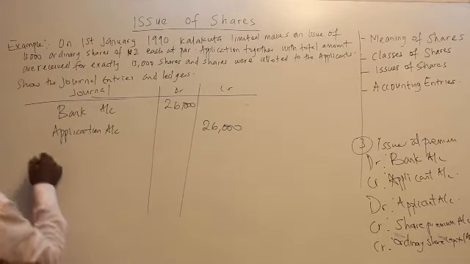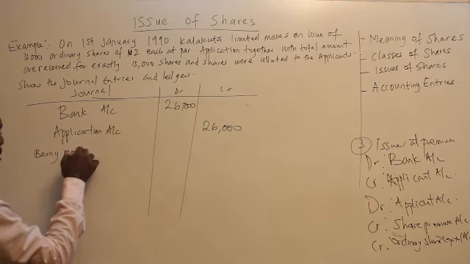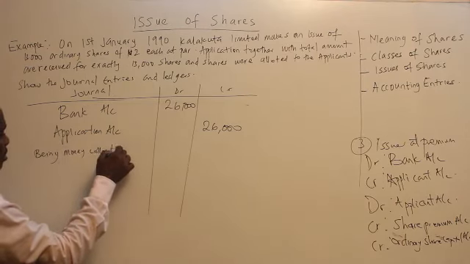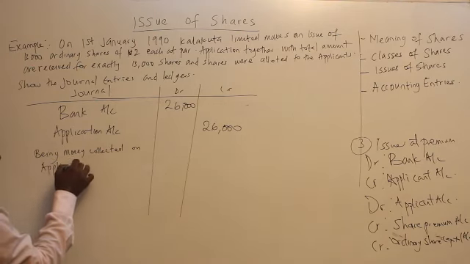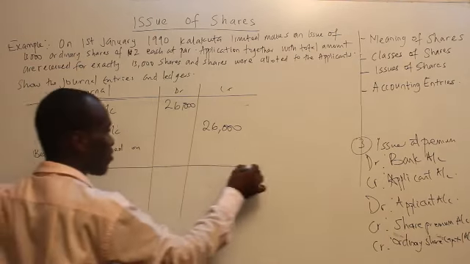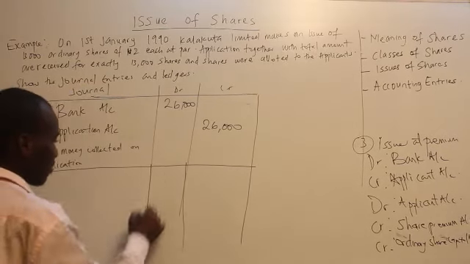So being money collected on application. That is the double entry for that. When money is being collected on application, we are going to debit bank account and credit application account.